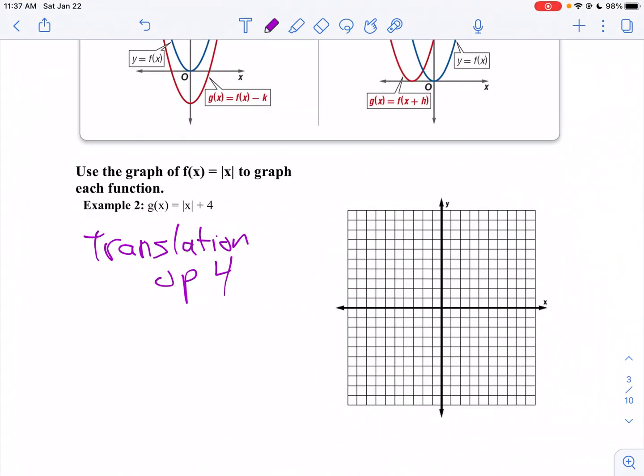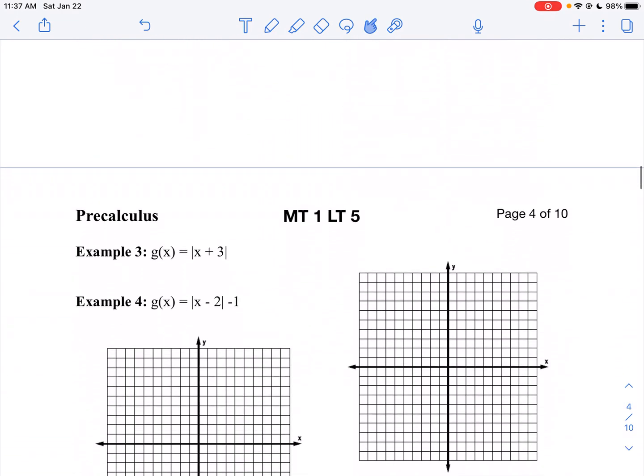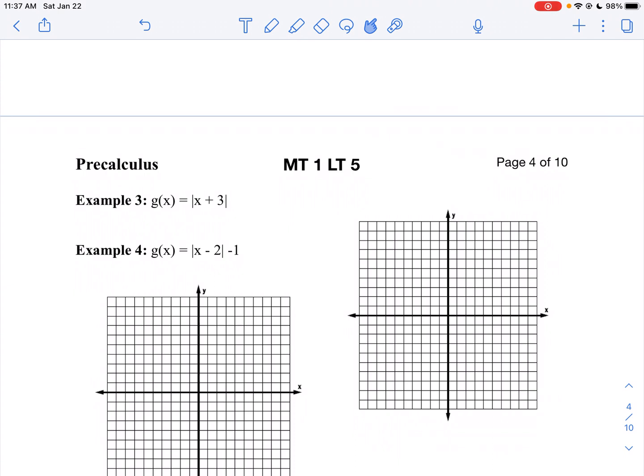So I'm going to go up 1, 2, 3, 4, and I guess I could graph this on my paper just as well. Now, if I look at example 3 on the next page, notice we're adding and subtracting to the x value. So that means I'm going to move it to the opposite. So I'm going to move it to the left 3. So what happens, I'm going to go to the left 3, 1, 2, 3, and then I'll draw my absolute value. And there we have it.